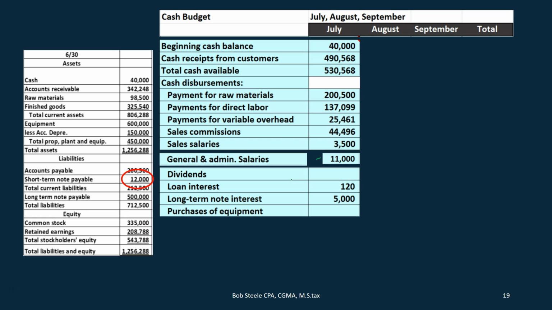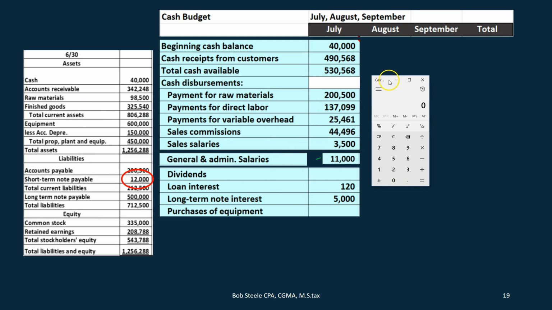One's going to be dividends. Are we going to pay out dividends to the shareholders? And we're going to have to make an assumption on that. We have the loan interest here. So we have 2 loans out at this point. We're assuming that the interest rate is 0.01 for a month. Not a yearly interest rate, but a monthly interest rate.